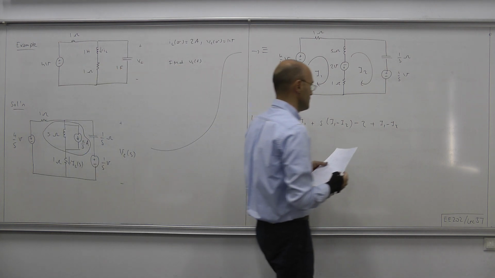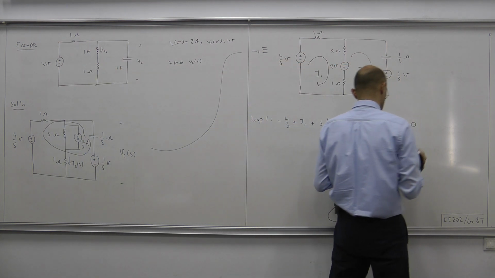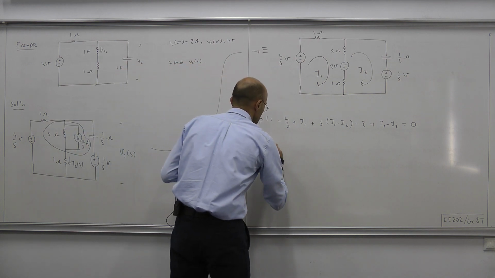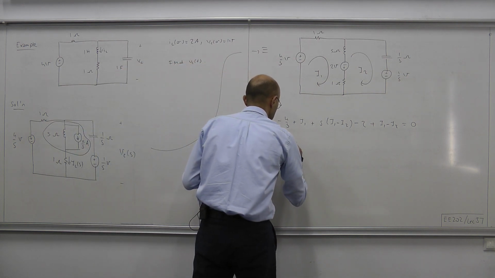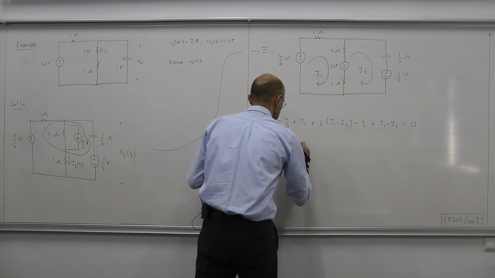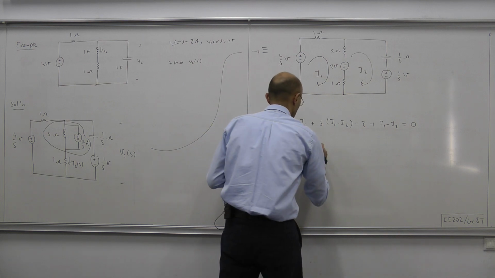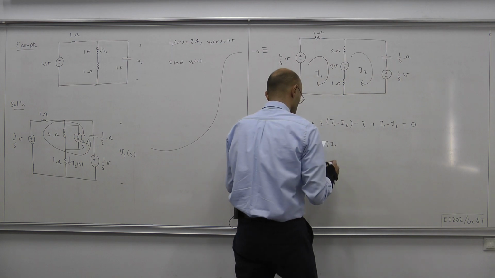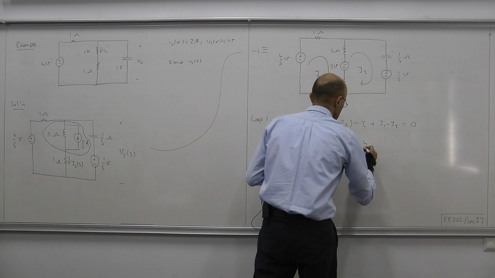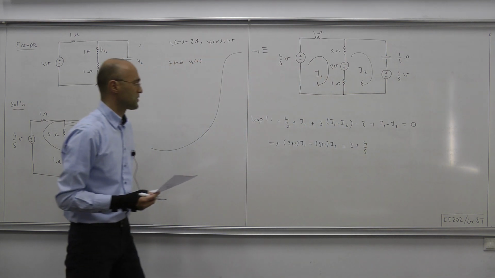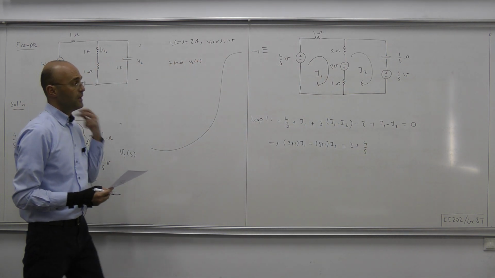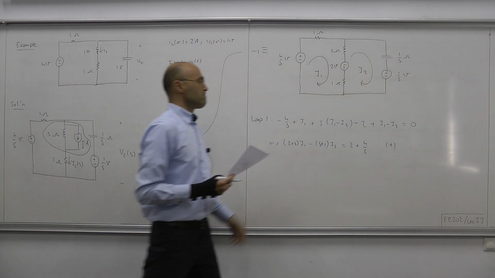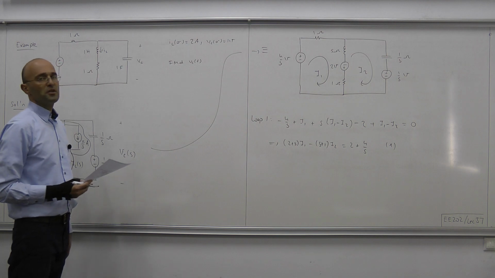By KVL, which holds in the S domain, this must equal 0. Reorganized, this reads (2 plus S) I1 minus (S plus 1) I2 equals 2 plus 4 over S. So that's our first mesh equation. Let's call it equation number 1.